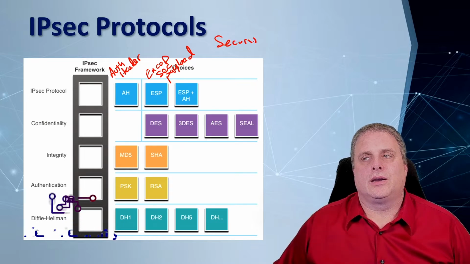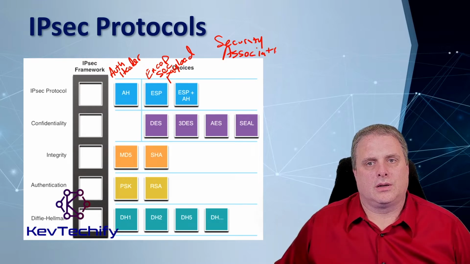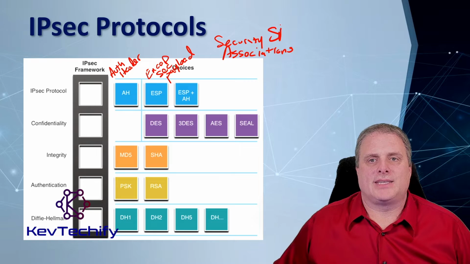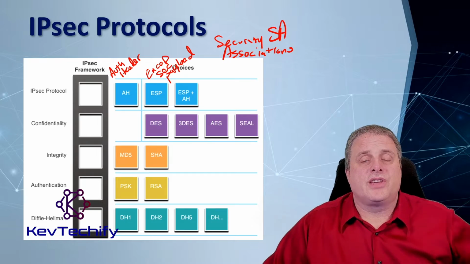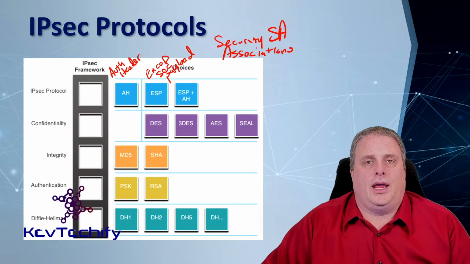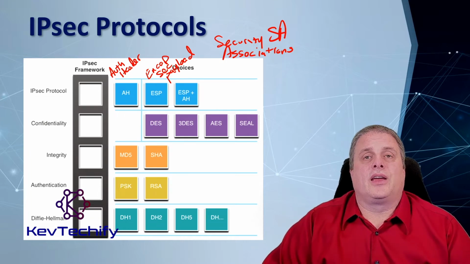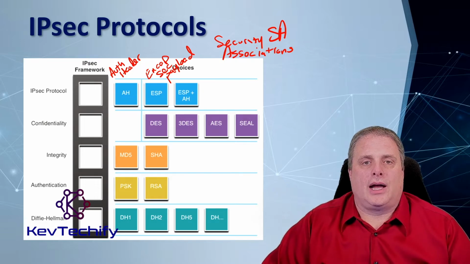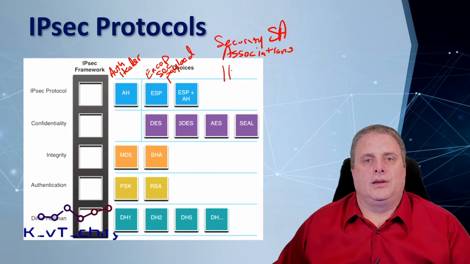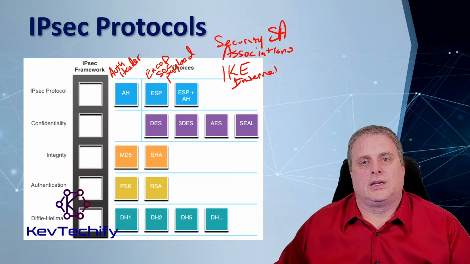Security associations, known as SA, are used to set up basically a contract or a recipe for how your security is going to be handled from each device, each end of the IPsec connection or tunnel. Now, security associations are built on IKE. IKE is Internet Key Exchange.